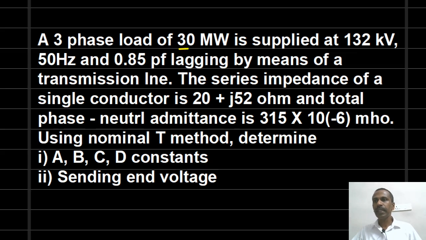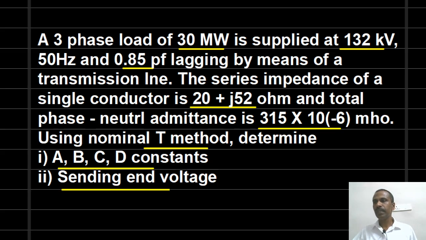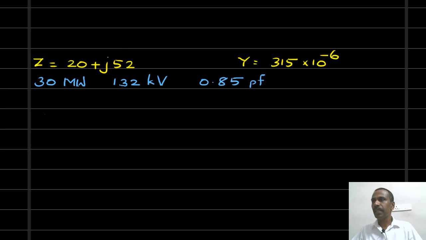In this problem, the receiving end power is 30 megawatt, the receiving end voltage is 132 kilovolt, the power factor is 0.85, the impedance of the transmission network per phase is 20 plus J52 ohm. The admittance of the capacitance is 315 into 10 raised to minus 6 mho. Using nominal T method, we have to find out ABCD constants and thereby the sending end voltage. Now these are the transmission line parameters and the load parameters.